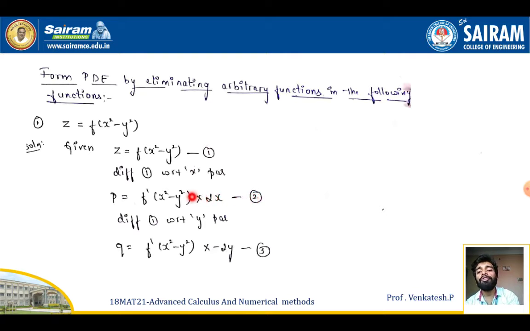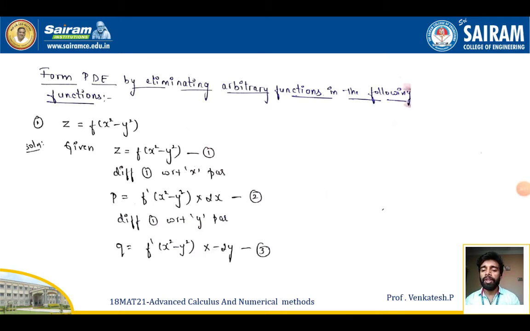Now differentiating equation number 1 with respect to y, I will get dou z by dou y, which is equal to q. Differentiating the function, I will get f dash of x square minus y square, and differentiating minus y square, I will get minus 2y. Call it equation number 3.